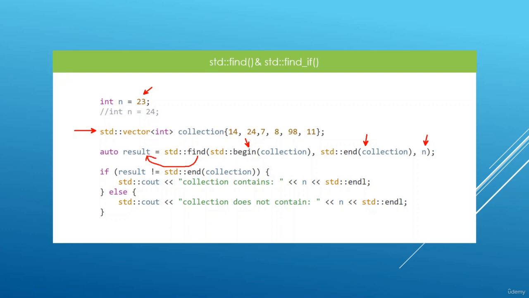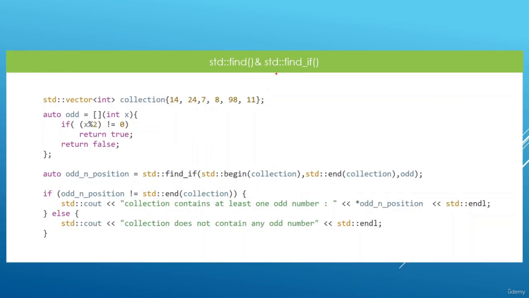If the value is not found, we're going to return an end iterator that we can check against to know if the search was successful. So if we find our value, we're going to say that our collection contains the value. If we don't find it, we're going to say that we don't have such a value in this collection. This is how you can use this algorithm.